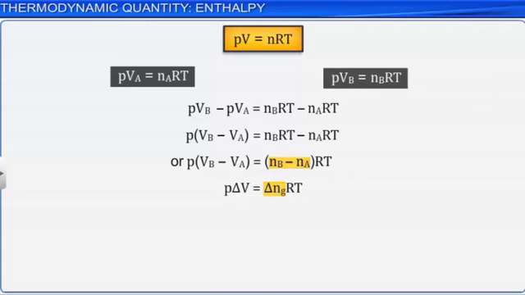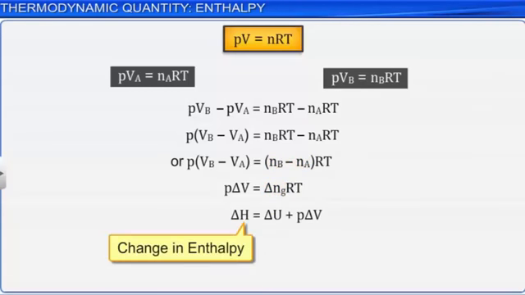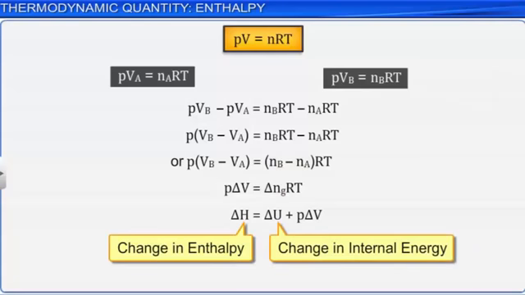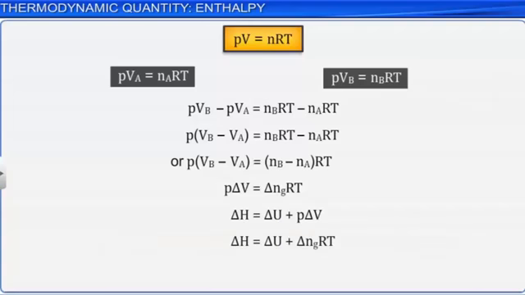We learned that change in enthalpy delta H equals change in internal energy delta U plus the product of pressure P and change in volume delta V. On substituting the values, we get change in enthalpy delta H equals change in internal energy delta U plus change in number of moles of gas delta n g RT. This relation helps us in calculating the change in enthalpy from change in internal energy and vice versa.